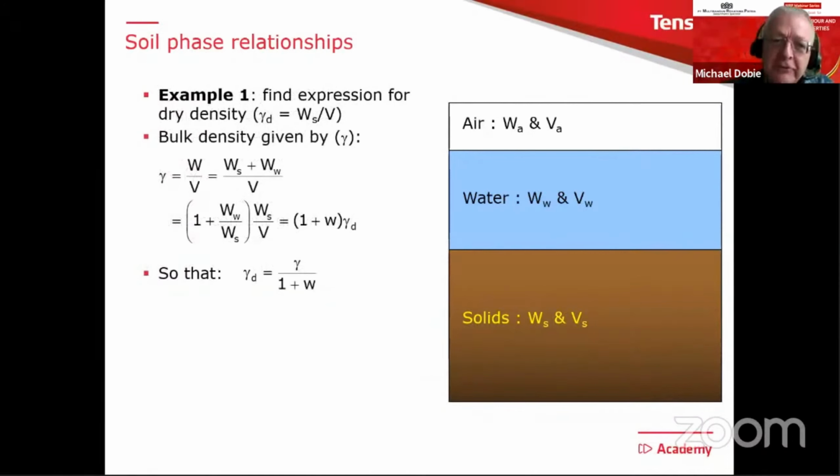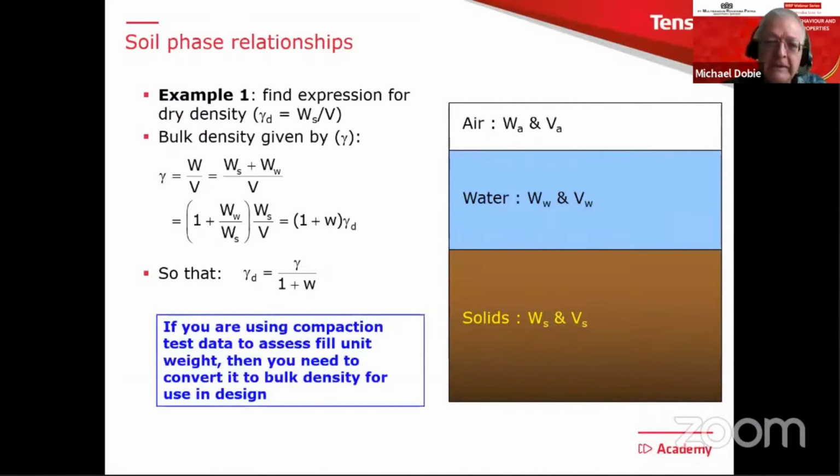Example one then is to find a relationship between density and what is called dry density. Dry density is not a real thing. It's an imaginary density where we imagine that the water is missing. And we tend to use that when we look at compaction testing. And by playing around with those various relationships, we find out that the dry density equals the bulk density divided by 1 plus the water content. Now, that's an expression that's worth remembering, especially because if you're looking to find unit weights of soils for your designs and you go to the compaction testing, those densities will be given as dry densities. So you need to convert them then into bulk densities.